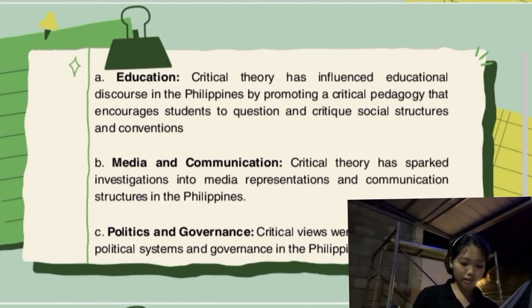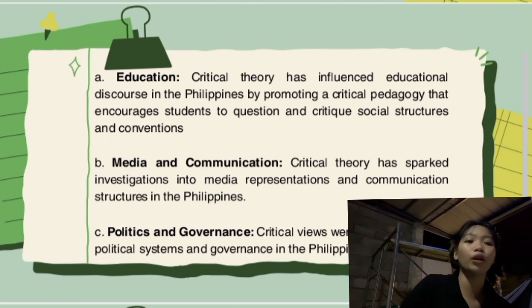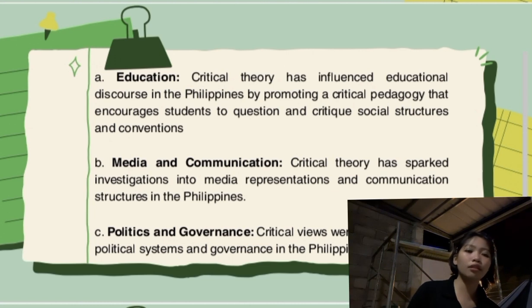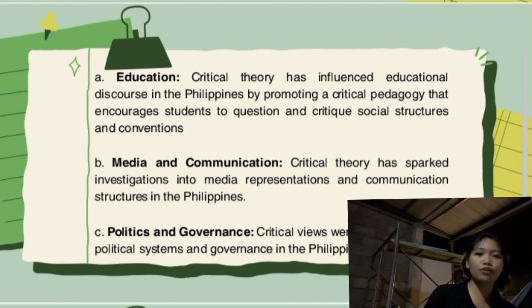Next, political governance. A critical view is used to examine political systems and governance in the Philippines. This means critical theory helps people understand how power works in the government. It highlights issues like corruption, power concentration, and unfair laws. It helps us see how political power is abused, like people using their status, especially those in governance, using their powers to put down those below them.